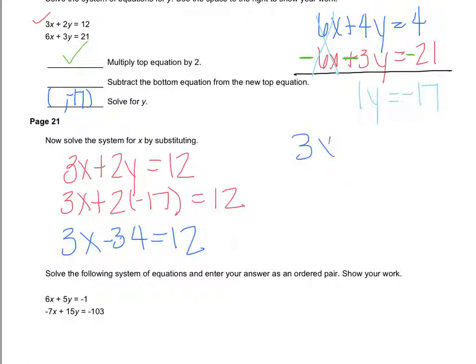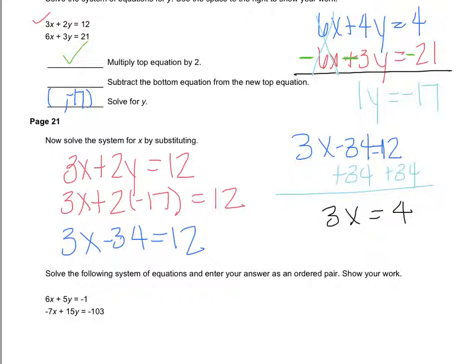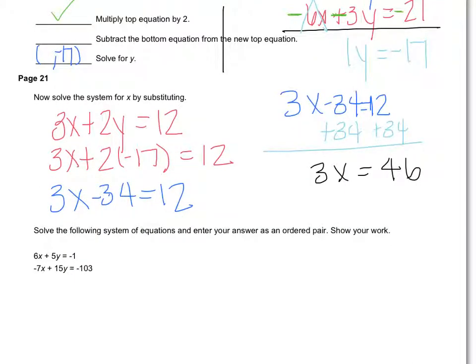I'm going to rewrite over here because I'm out of space. So if I'm solving this, I need to add 34 to both sides. So I would end up now with 3x equals 46. And then lastly, to get x by itself completely, I divide both sides by 3. And I get that x equals 46 divided by 3. So that would be our solution. So the final solution is 46 over 3, comma, negative 17. That's our ordered pair.